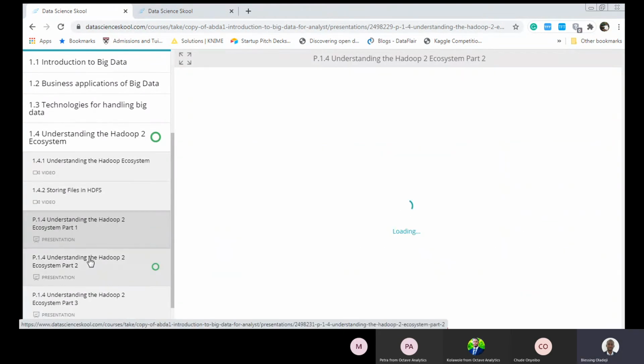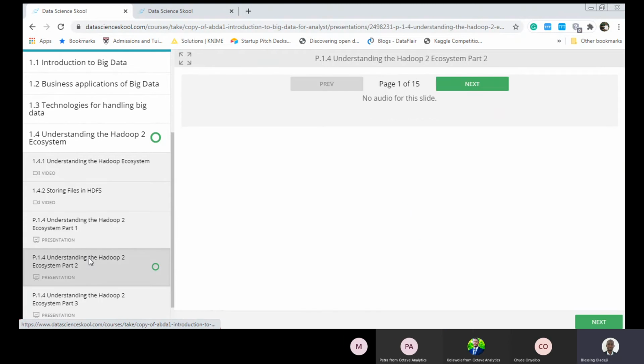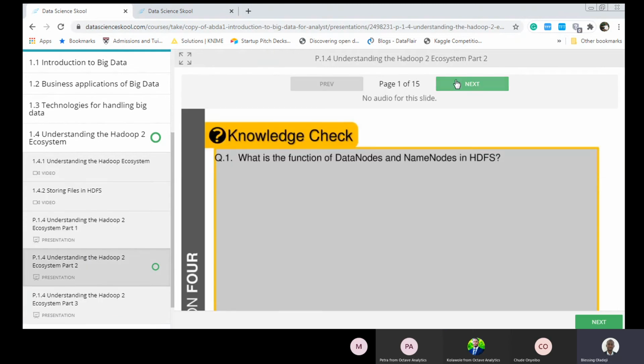Let's move to MapReduce and see how it works.